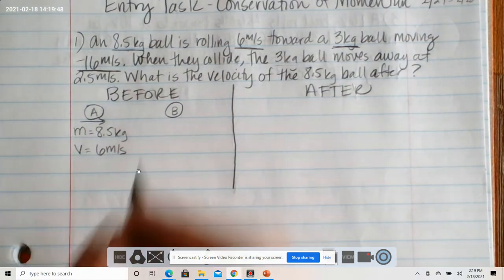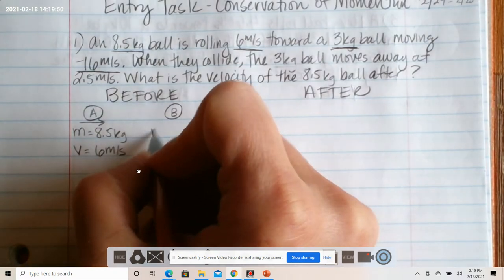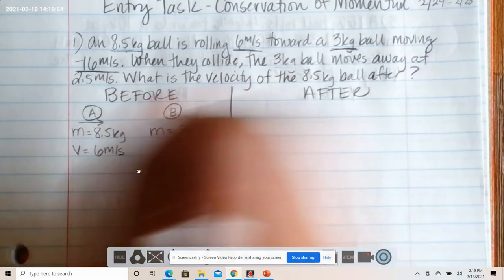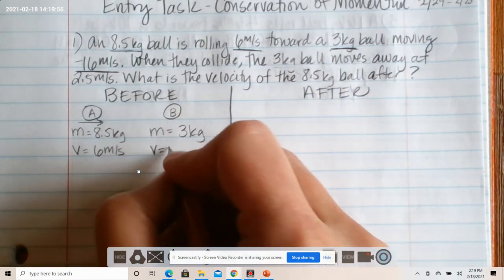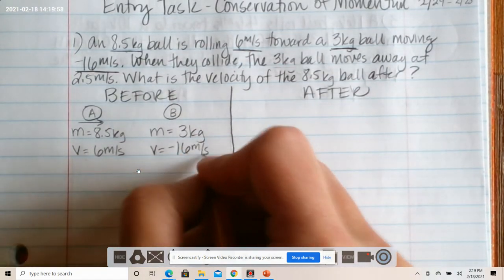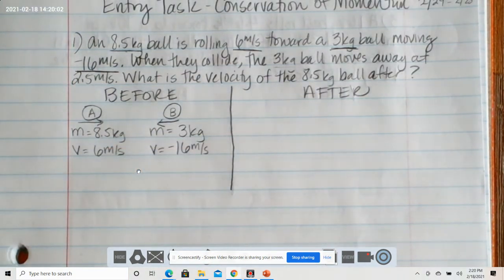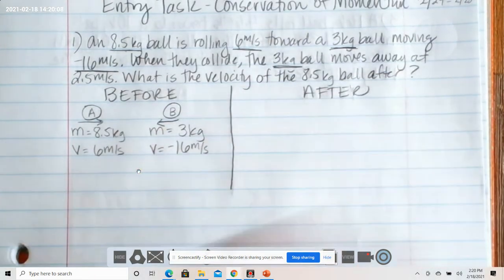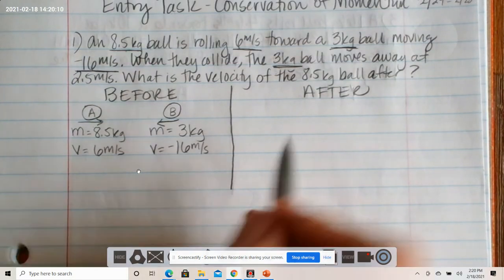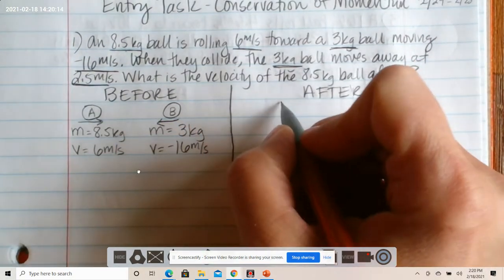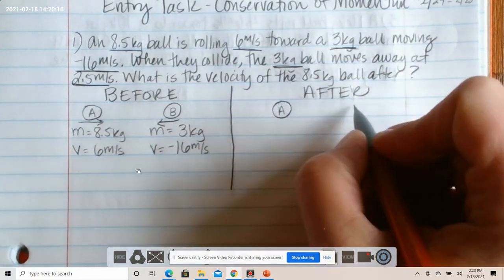The second ball has a mass of 3 kilograms and it's moving negative 16 meters per second for its velocity. That tells us it's moving to the left because it's negative. So they're coming at each other, ready for a collision. Now, after the collision, the 3 kilogram ball moves away at 2.5 meters per second. So we can set up the after as well, just so it's there.